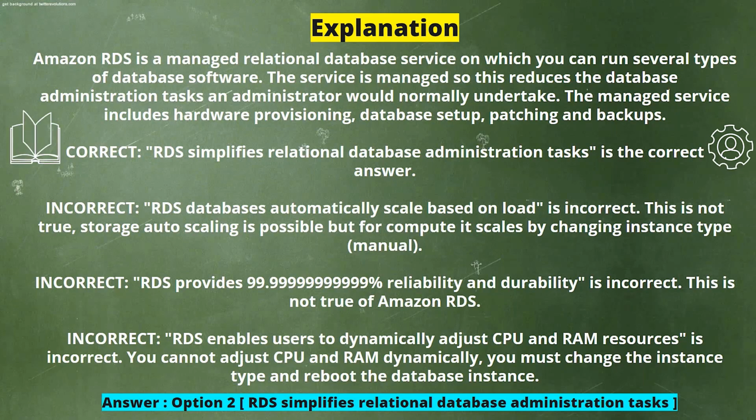Incorrect. RDS databases automatically scale based on load is incorrect. This is not true. Storage autoscaling is possible, but for compute it scales by changing instance type, which is manual. Incorrect. RDS provides 99.999999999% reliability and durability is incorrect. This is not true of Amazon RDS. Incorrect. RDS enables users to dynamically adjust CPU and RAM resources is incorrect. You cannot adjust CPU and RAM dynamically, you must change the instance type and reboot the database instance.